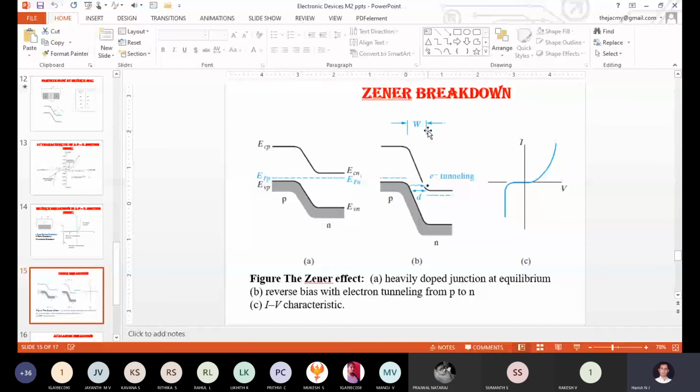Actually, yesterday in the first class I was discussing, correct? Heavily doped, moderately doped, lightly doped. So normally for moderately doped, the cut-in voltage will be equal to 0.7. For heavily doped, probably the cut-in voltage will be equal to 0.5. For lightly doped, the cut-in voltage will be up to 0.8 or 1 volt, something like that.